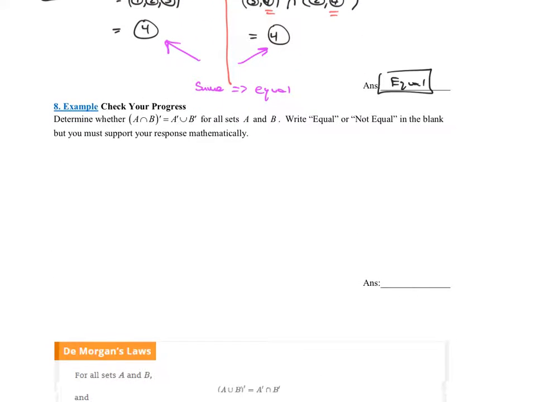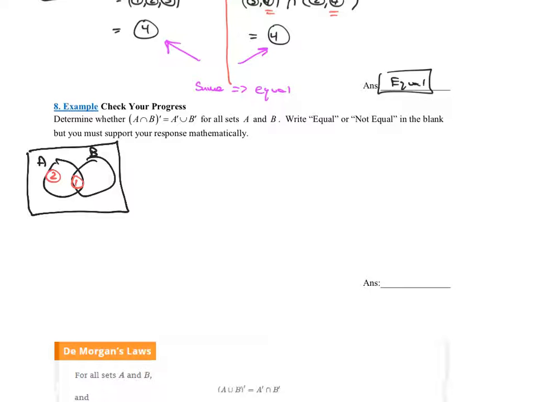Let's give this another example. Let's move on to example 8 to see this again. Again, I'm going to start off with drawing my Venn diagram just because I'm a visual person. I like seeing the regions that I'm talking about. Two circles overlapping with A and B, labeling those regions. 1 is the intersection, 2 is just A, 3 is just B, and 4 is everything else. We're going to look at two things here. We have (A intersect B) complement, and we're going to compare that to A complement union B complement.